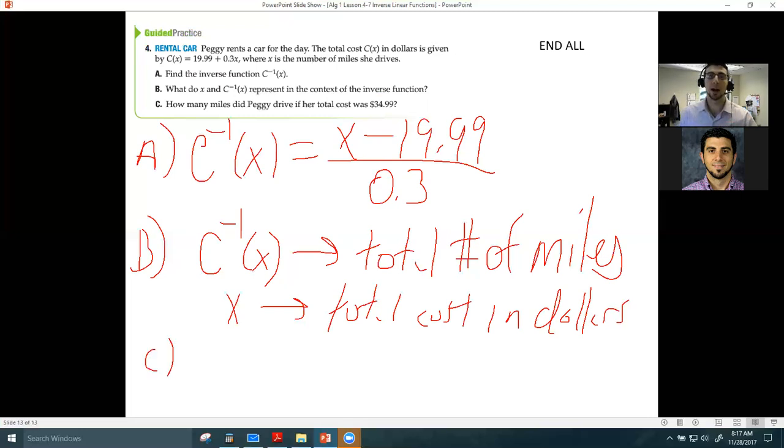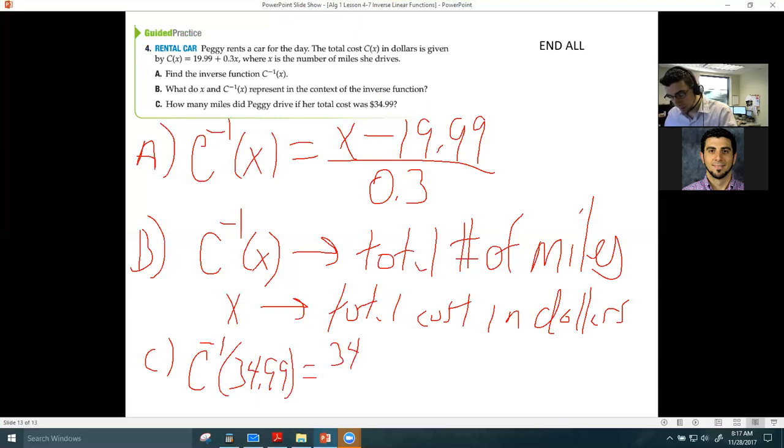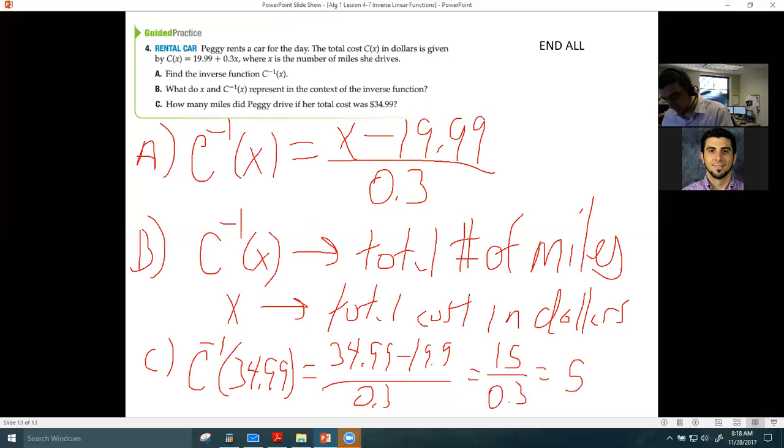So how many miles did Peggy drive if her total cost was $34.99? So basically what we're doing is C inverse of $34.99. That's going to be $34.99 minus $19.99 all over 0.3, which is going to be 15 divided by 0.3, which is 50. What would the units on that be? It'd be 50 miles. Okay, you see how the original equation, you input the miles and it outputs the dollars. In the inverse, you input the dollars and it outputs the miles.